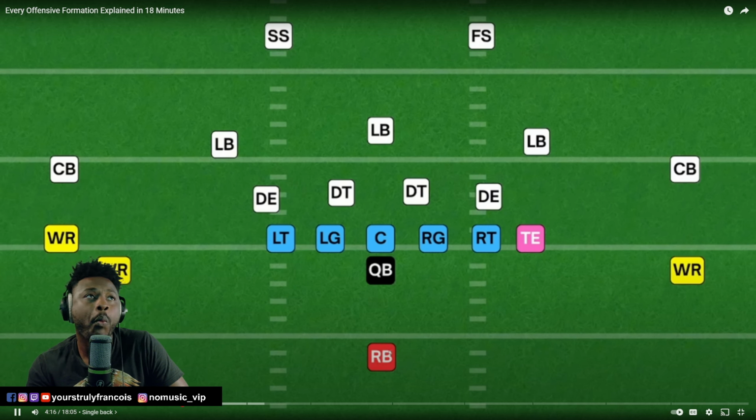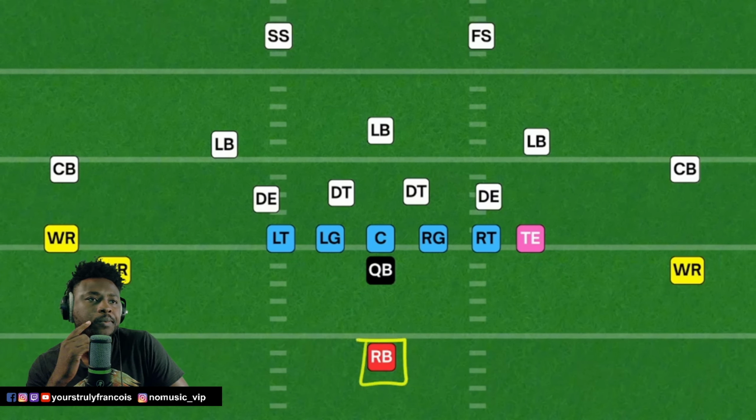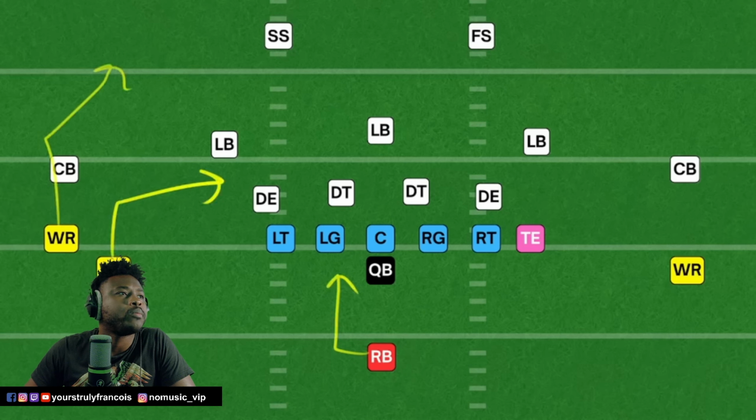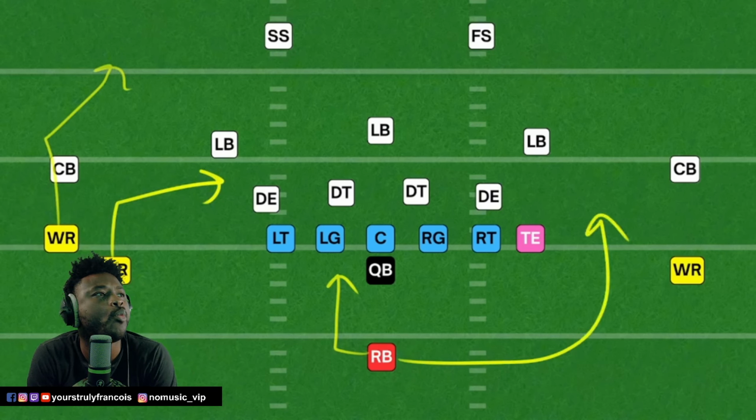Now you have the single back formation, also called the ace formation. One running back, usually about 5 yards behind the quarterback. This formation offers perfect balance. You can run the ball with the running back. You can throw to multiple receivers. You can use the running back as a receiver. The defense can't cheat towards stopping any one aspect because you're equally dangerous in multiple ways.